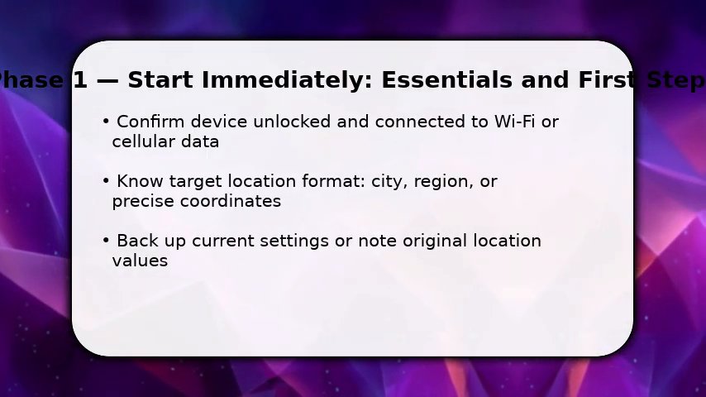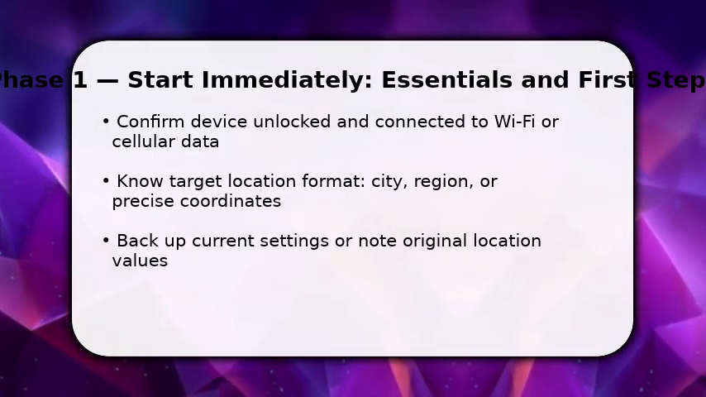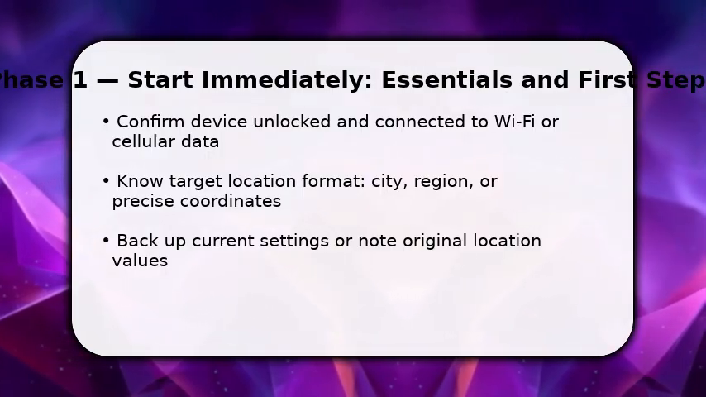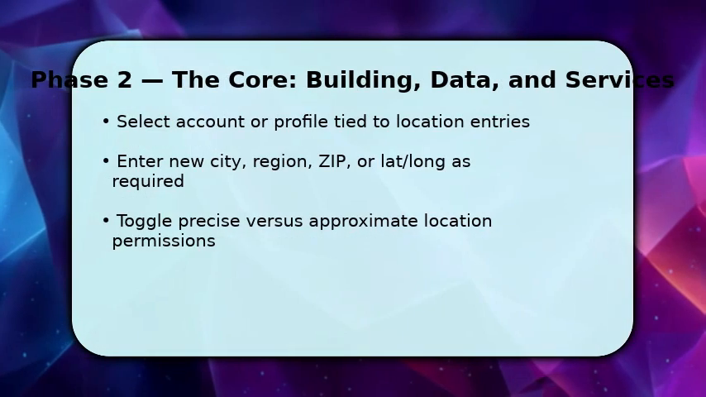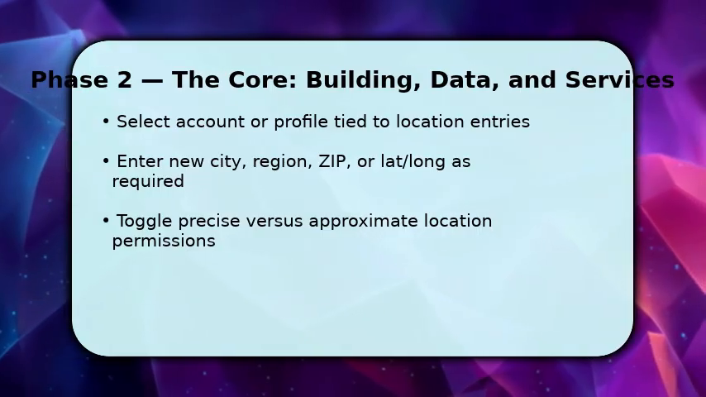Tap the main location entry to enter the editing flow and prepare the new city, region, or coordinates. Take a moment now to back up or record existing values so you can revert if needed. Now you edit the specific fields. Select the account or profile first, since some systems keep per account locations.